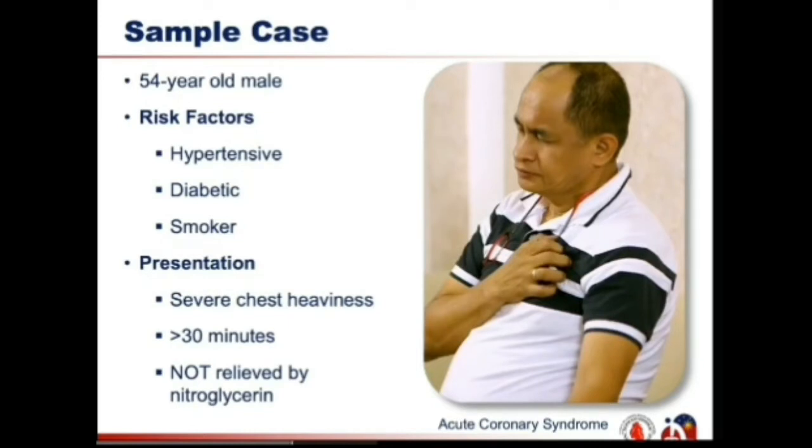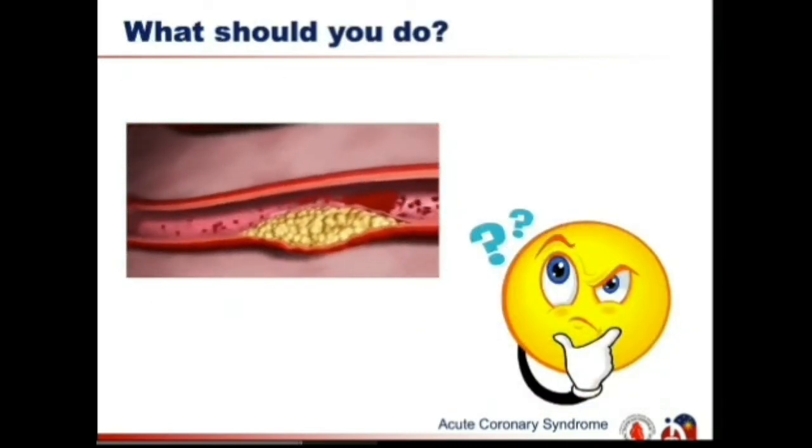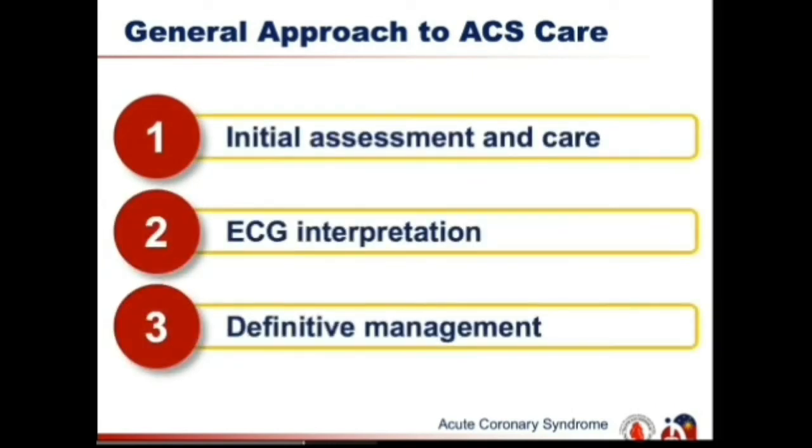He presented at the ER with sudden onset chest heaviness of 30-minute duration that was not relieved by nitrates taken sublingually. Given this situation, what is the best thing to do in this case? The general approach to ACS care starts with initial assessment, followed by ECG interpretation that will dictate a more definitive management. The initial step is to do primary survey.